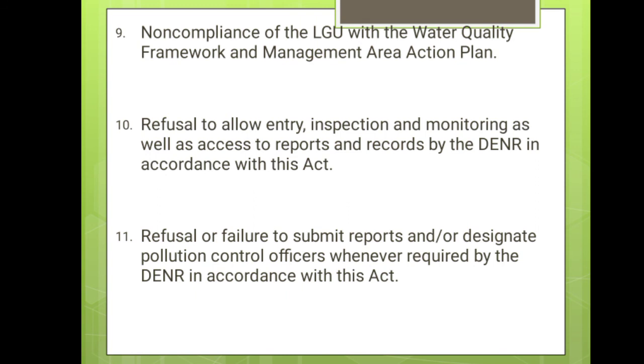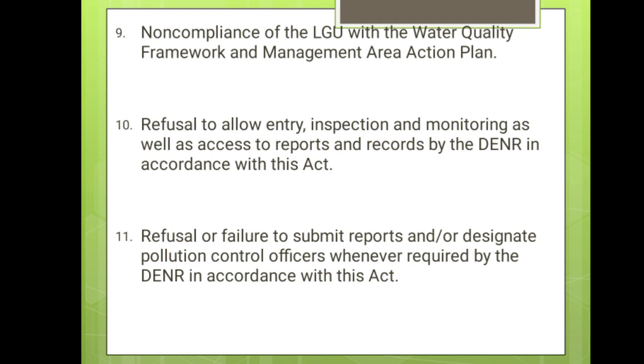9. Non-compliance of the LGU with the Water Quality Framework and Management Area Network. 10. Refusal to allow entry, inspection, and monitoring as well as access to reports and records by the DENR in accordance with this act. Yung mga owners or operators, kapag may inspection ang DENR, dapat pinapapasok lang nila ito, and kung hihingi man sila ng records and reports, dapat ay ibigay din nila.